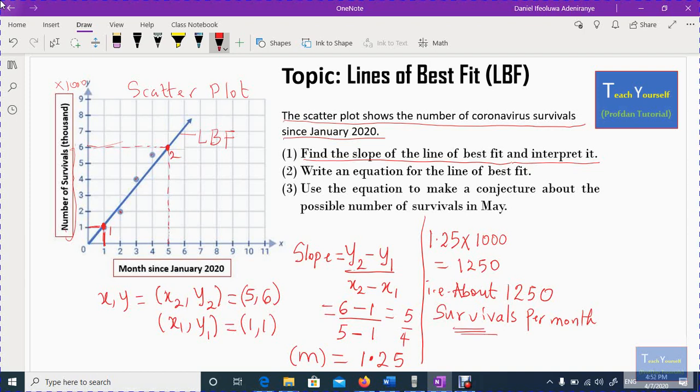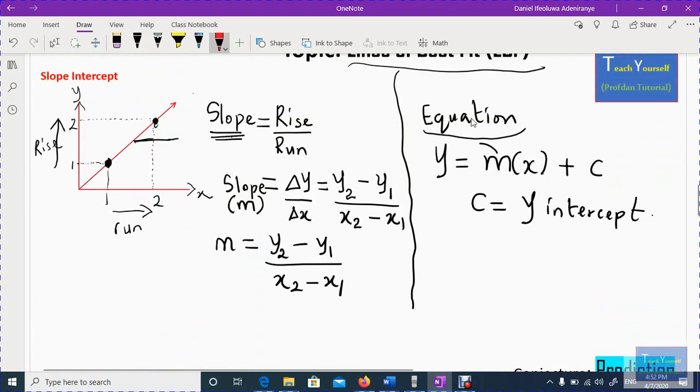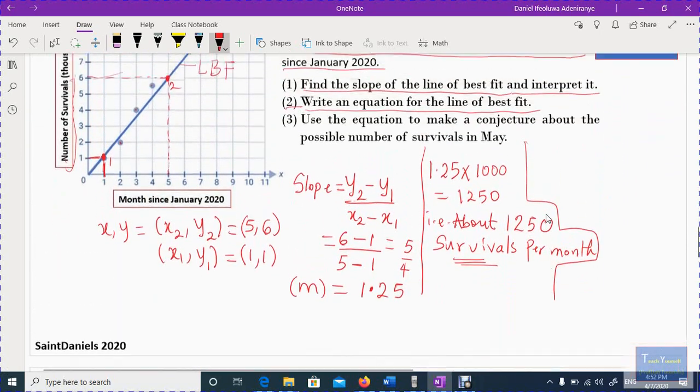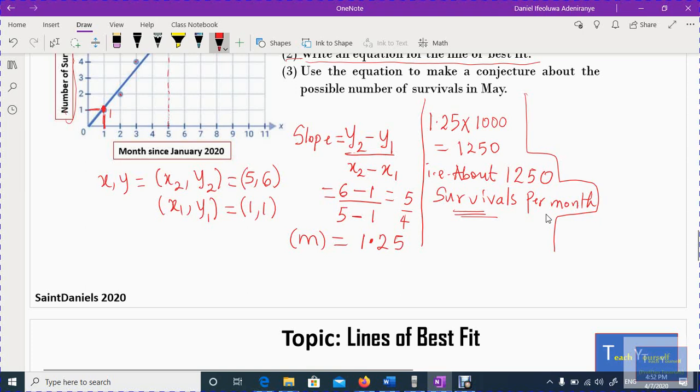Now let's look at the second example. The second question rather, which says, write an equation for the line of best fit. How do you write an equation for the line of best fit? First, recall the equation of a line: y equals mx plus c. So how do we do that here? Solving number 2 now. Our equation is y equals mx plus c. The values of x and y can be any of the points you've chosen. I can use this first point or this second point. You will still get the same answer.